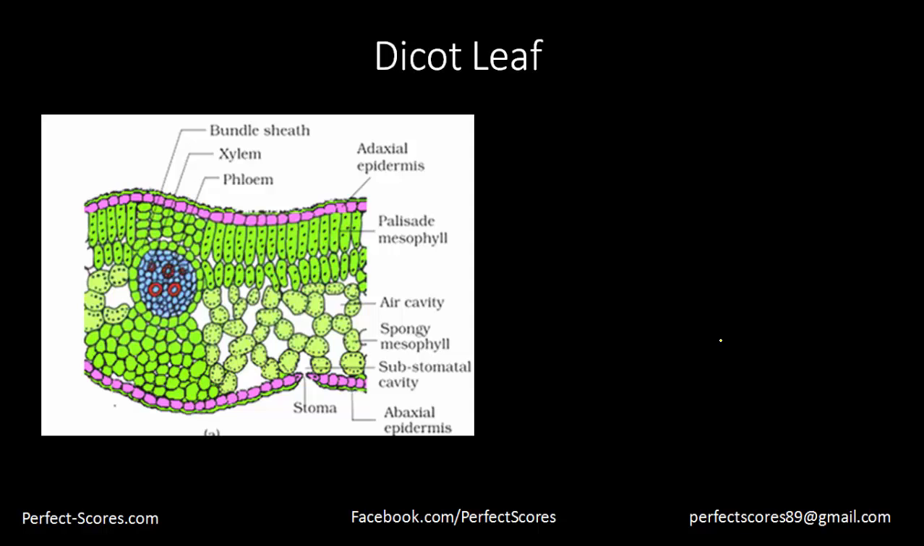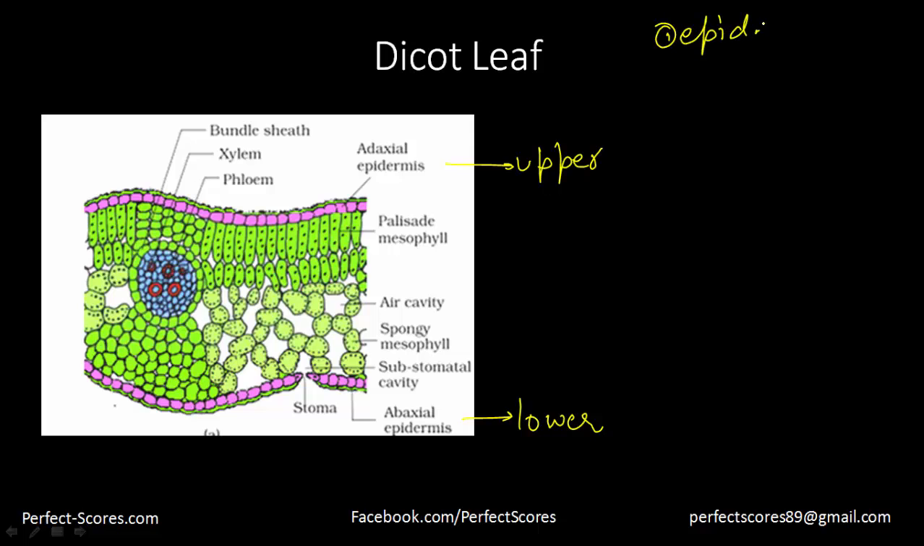The next important thing that you need to know is the dicot leaf. This is a DS section, a dorsiventral section, and there are three parts. The epidermis, which is of two parts. One is adaxial, which is present on the upper side. It has lesser or sometimes zero stomata as compared to the lower side, abaxial epidermis. So that is your first layer.